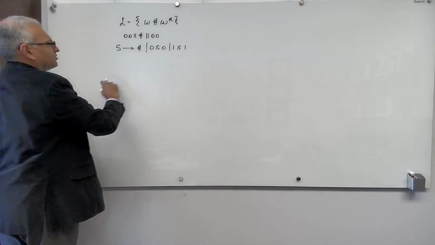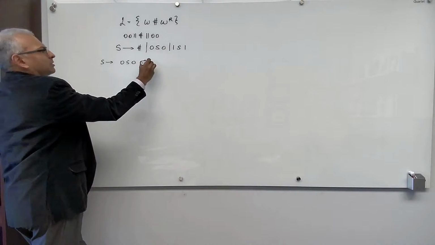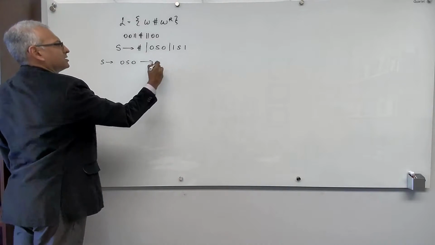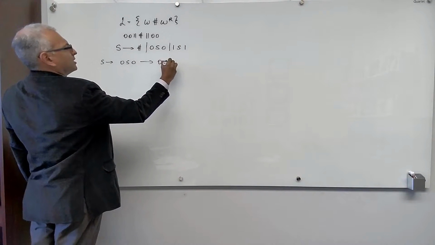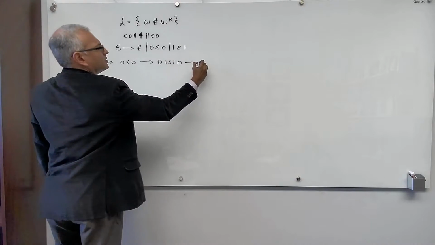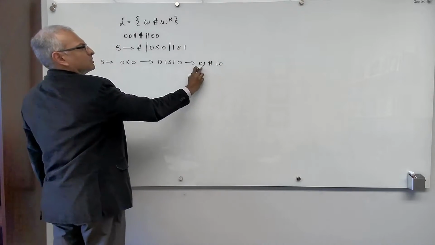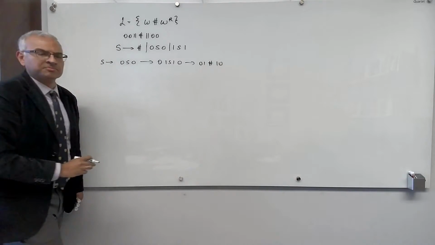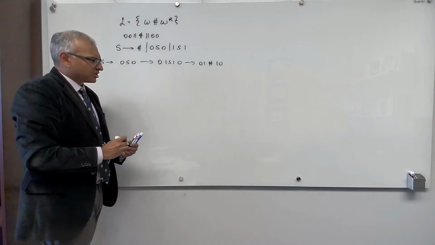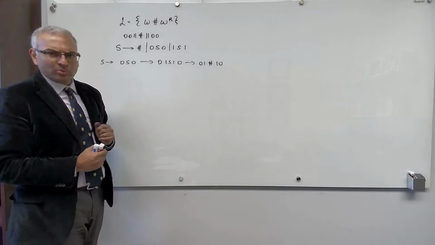Let's see an example of a derivation. S goes to 0S0, goes to, now I'm going to replace S with 1S1, so it goes to 01S10, and then I'm going to put the pound here. So 01, replace S with pound, and then 10. So look, something, and then its reversal. So this generates exactly the strings that correspond to palindromes with a punctuation.